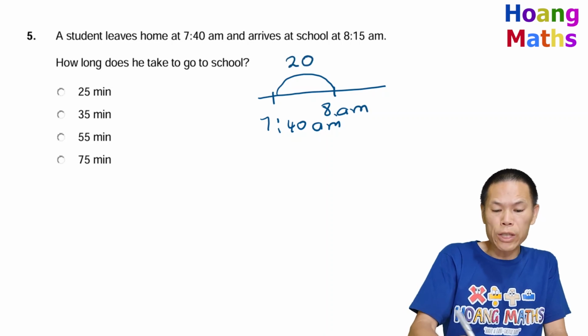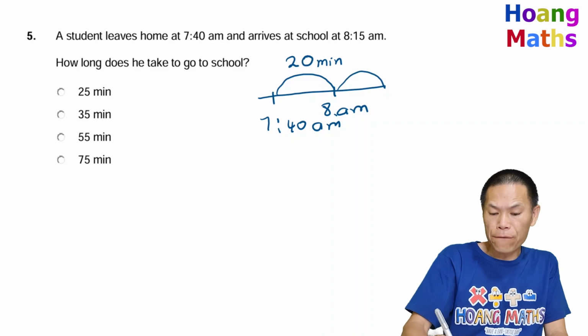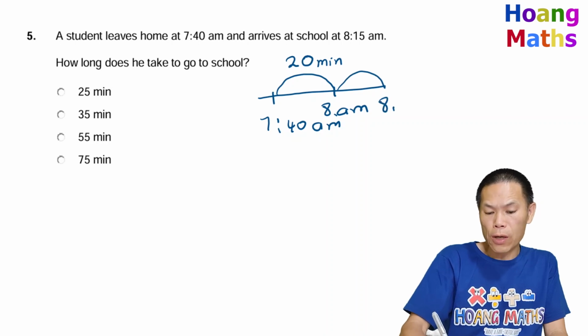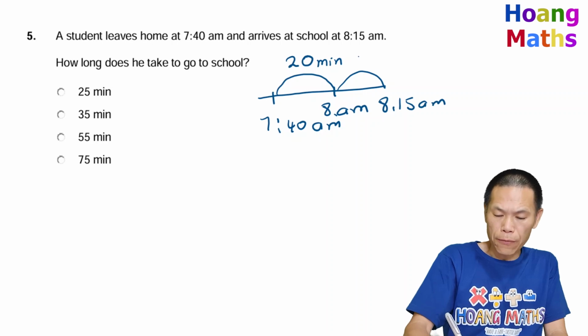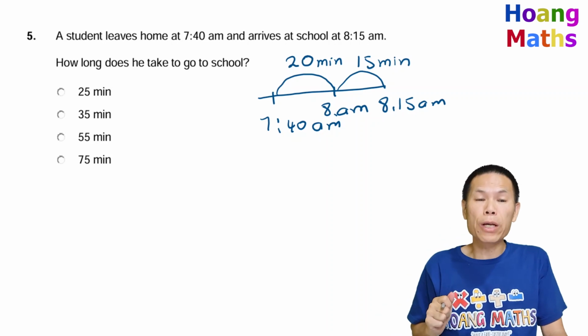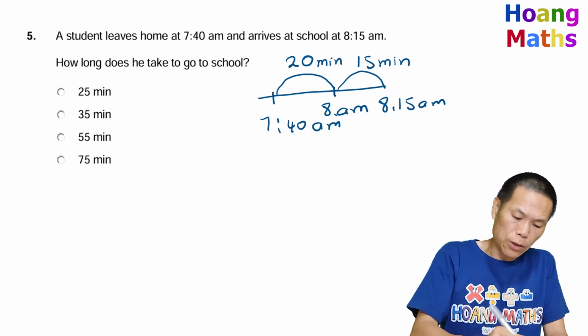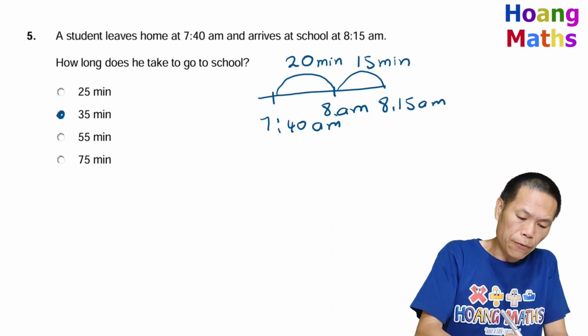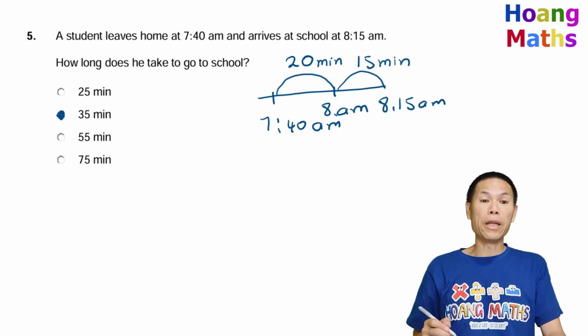That is 20 minutes. Then we add another 15 minutes. So will give us 8:15 a.m. So 15 minutes more. So therefore, 20 plus 15 will give me 35. So the answer is 35 minutes.